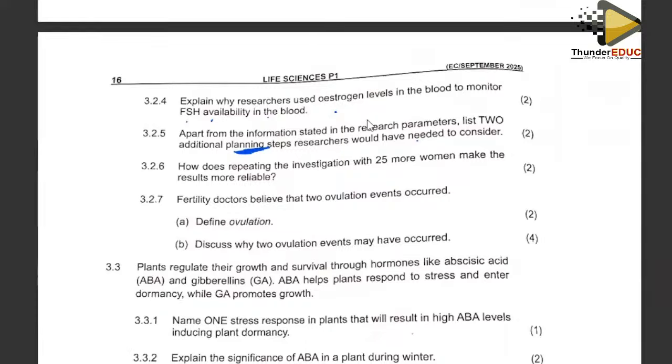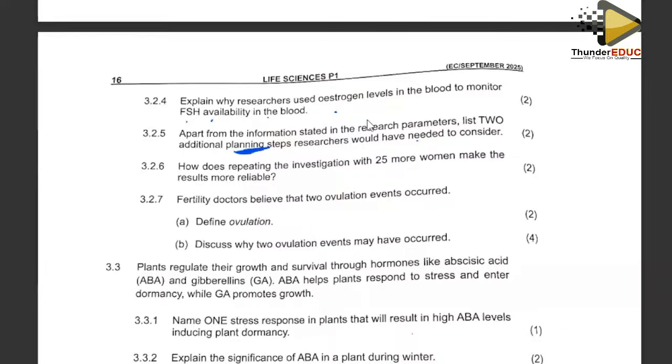How does repeating the investigation with 25 more women make the result more reliable? Remember we say repeat the investigation. Now, how does repeating the investigation with 25 more women make the results more reliable?